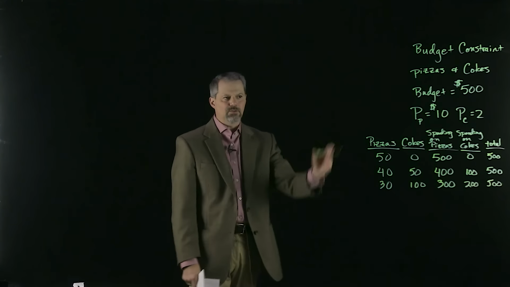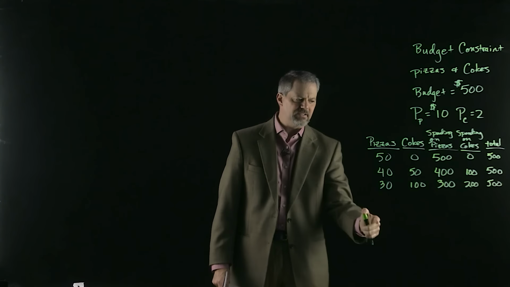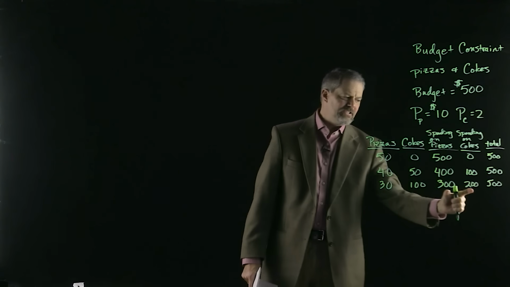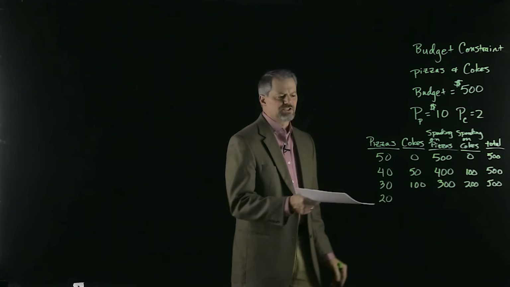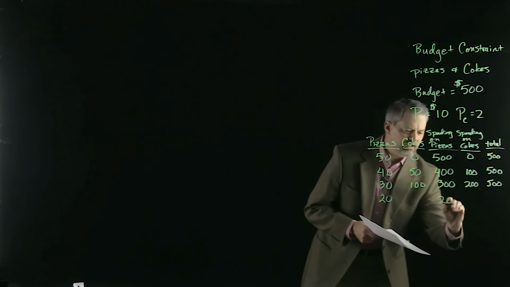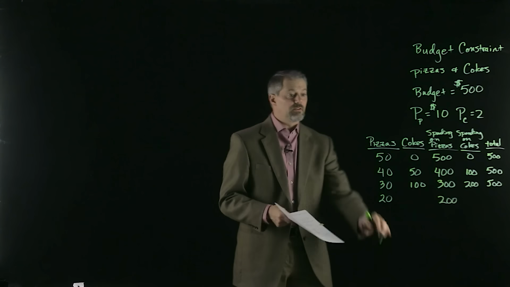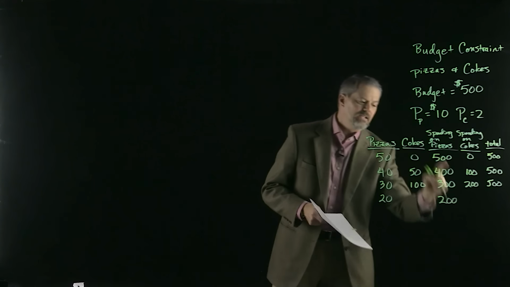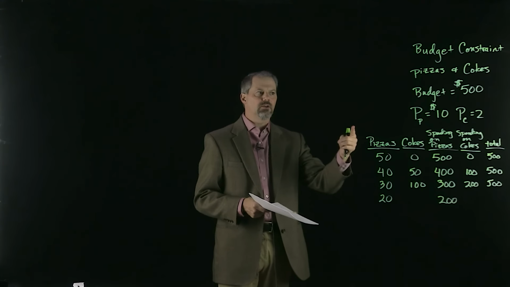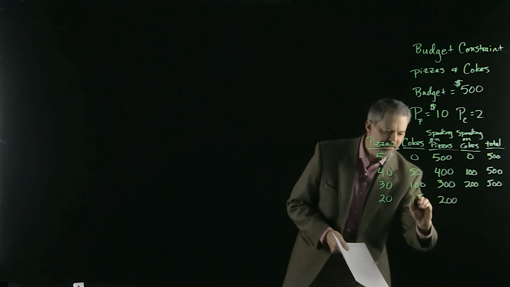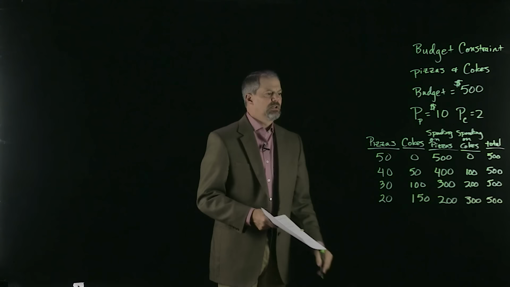And you can see where we're going with this. We're just going to be thinking about spending less, buying fewer pizzas and more Cokes, and these two numbers are always going to add up to 500. So another possibility would be to purchase 20 pizzas. That's $200. That would leave us $300 that we could spend on Cokes at $2 each. That's $150. So there's our 300, and again, those add up to 500.